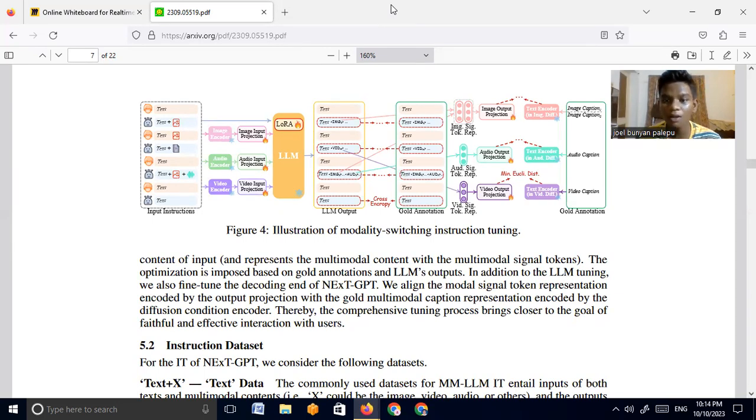We align the model signal token representations encoded by the input projection with the goal multimodal caption representation encoded by the diffusion condition encoder. Thereby, the comprehensive tuning process brings us closer to the goal of faithful and effective interaction with users.